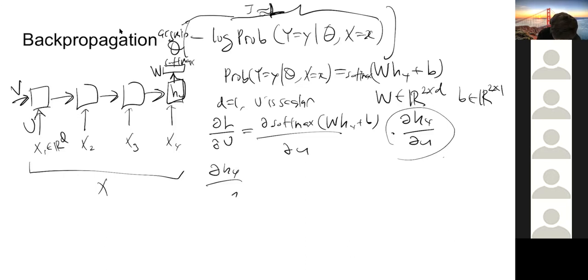My writing is not good. And the partial derivative of H4 over U, remember that H4 is exactly tanh of U times X4 plus V times H3 plus some bias, right? So if you do the derivative, then this will be, again, wait. The chain rule again, right? Chain rule. So just a second. Sorry, I made a mistake. I always make mistakes.